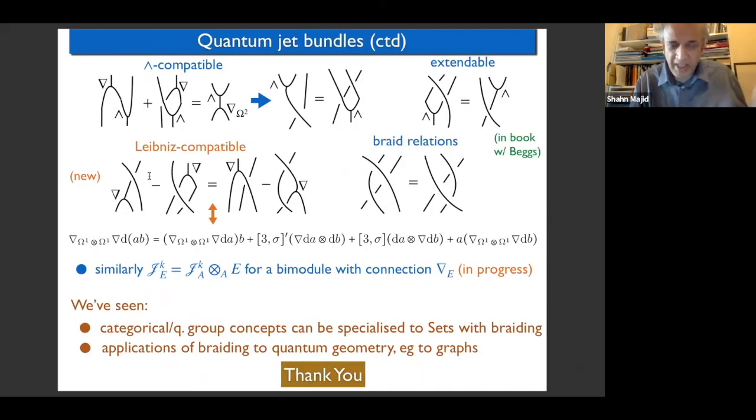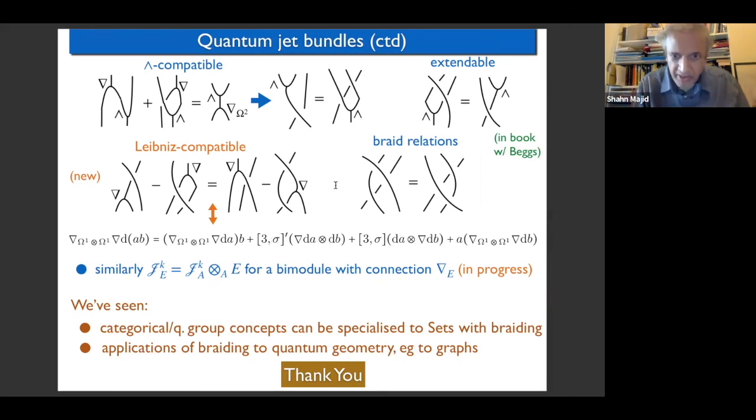Well, torsion-free and braiding I've defined for you earlier in the talk. Wedge-compatible says basically that you can drag this through. And extendable extends that you can drag this through. Braid relations, you know, these are the braid relations. I hope you know. And this is a new one, which we call Leibniz compatible. It ensures that this Leibniz rule holds. If you think about it, this is what you would hope in classical geometry, but you'd expect a 3 here, not a braided 3. So the bottom line is this braided diagram picture.